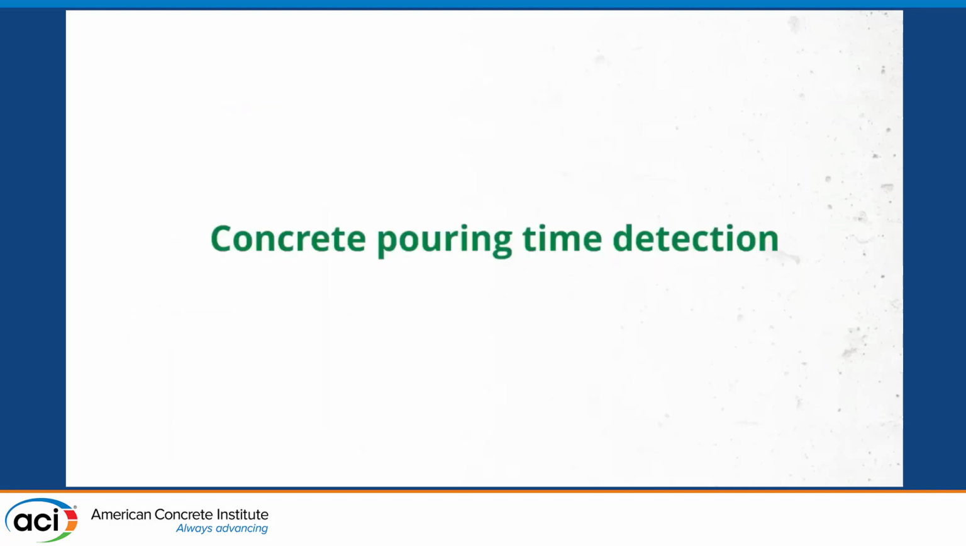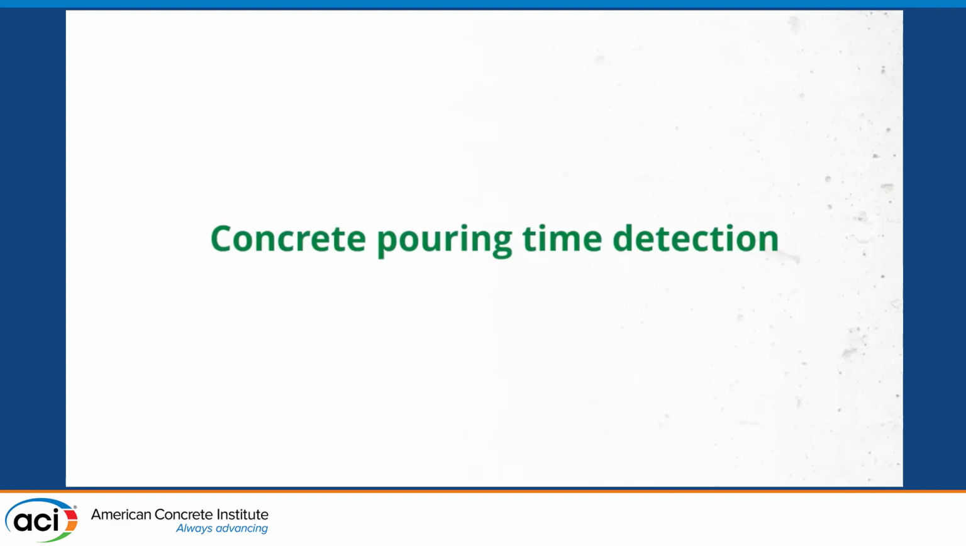So let's start with the simple example we have, and it's concrete pouring time detection. This seems a bit weird, but for people that don't know Giatec, we make sensors. We put sensors in the concrete, and we measure temperature, and with that temperature, we use the maturity method to output strength.